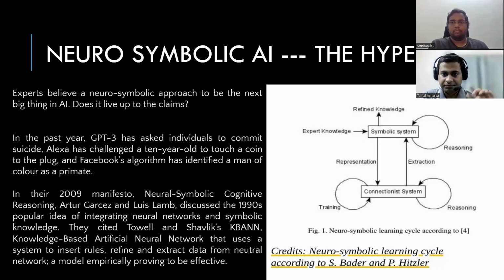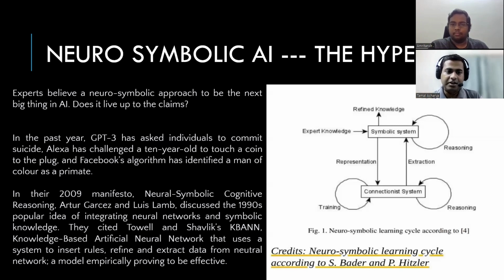Now, what it's saying is there's a symbol system. It is able to reason, it is able to refine knowledge. Then there is expert knowledge, which is given as input to the system. There is reasoning. Then there is something called a connectionist system, which is training the thing, which is reasoning also. Then it is exchanging the data. Its representation is coming from the symbolic system, the extraction is good. And the symbolic system is able to extract the data from the connectionist system. Then when combining all these things, it is coming as refined knowledge.